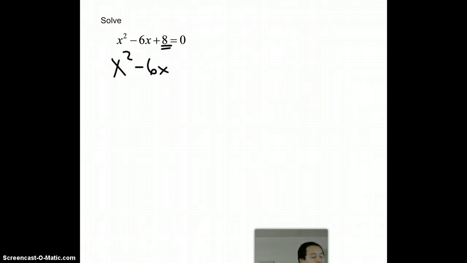First of all, we have to get rid of this 8. This 8 is no good, so we're going to set it to the other side. Equals negative 8, moving it over. Then we find another number that'll fit, another number that'll make this a perfect square.